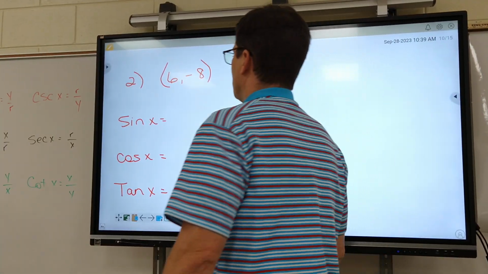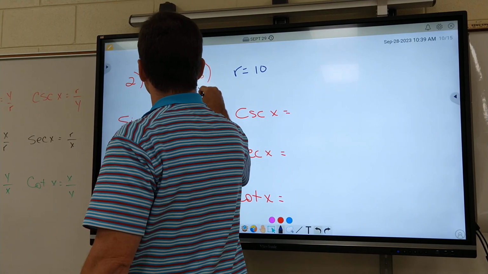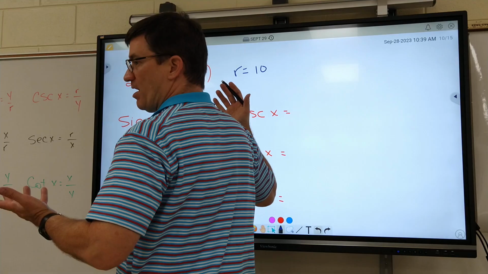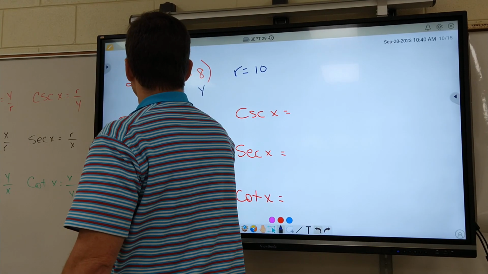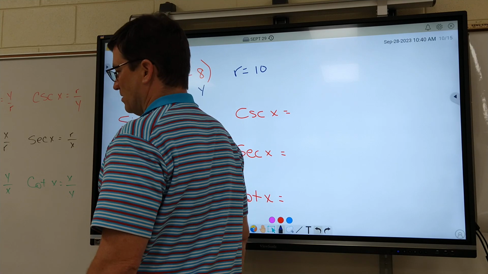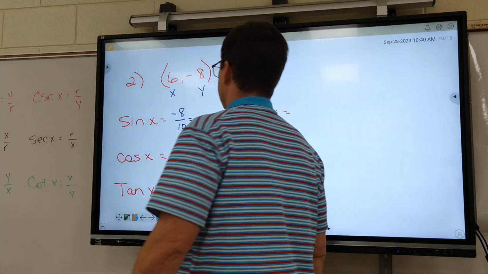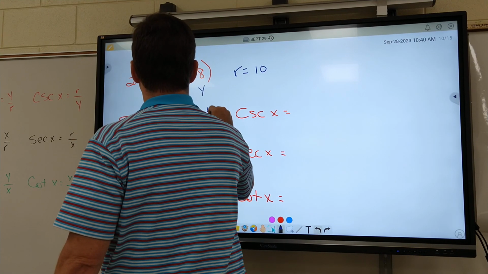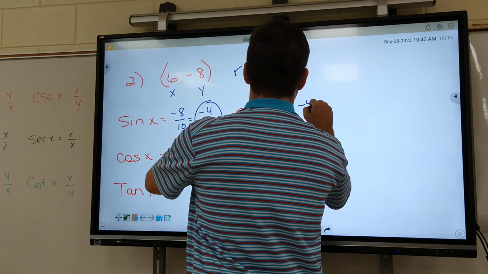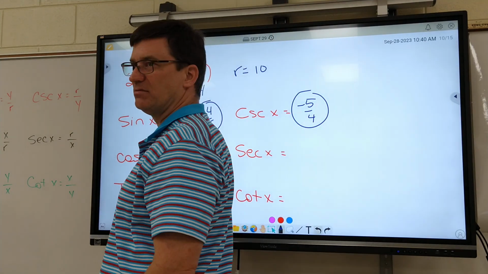All right, so sine is y over r. Remember, guys, there's your x, there's your y, and there's your r. You've got everything right here. Just write it as a fraction. So you get negative 8 over 10. Can I leave it that way? No. Put it in your calculator and reduce it. What do you get? Negative 4 over 5. So now when you flip it, you'll have negative 5 over 4 over here, because these two are the inverses of each other.